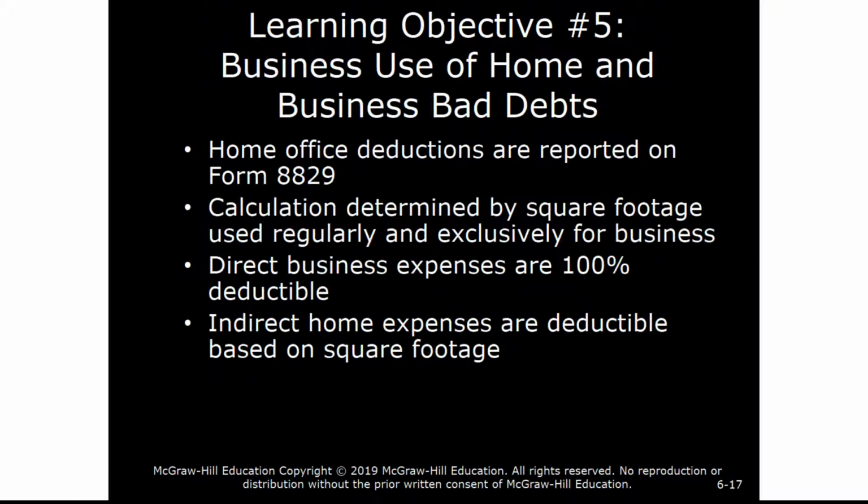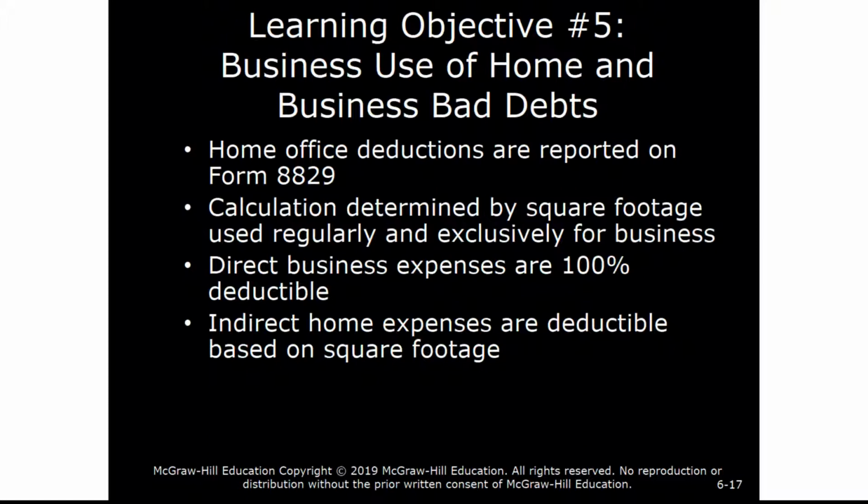In terms of business use of the home and business bad debts, home office deductions are reported on Form 8829, so you have to list those home office expenses. As I mentioned earlier, oftentimes those costs are allocated based on square footage, and there are two types of expenses, indirect and direct. Direct expenses are fully deductible, so if you are operating a business out of your home and you incur expenses that directly relate to the business and not to any personal use, then they're 100% deductible.